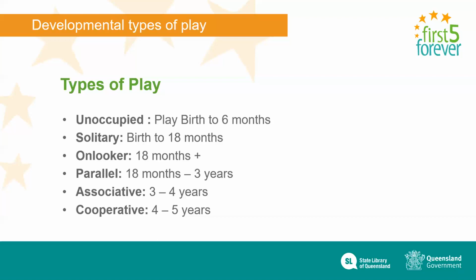The next type of play is cooperative play. And really, this is the beginning of teamwork. Children are playing together for a common purpose. And really, this is the final developmental type of play. And this is a really important form of play because it underpins a lot of what happens in a child's later life. So if a child can play well cooperatively, if they can interact and socialize and communicate, they're often setting themselves up for success later on in life.